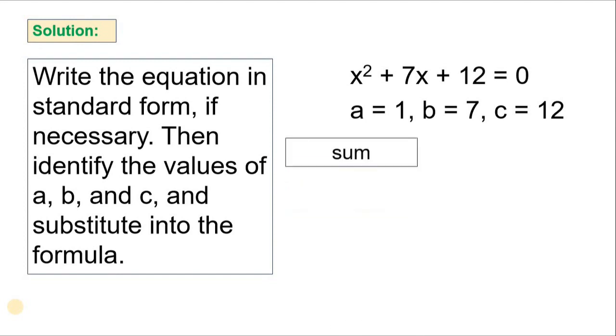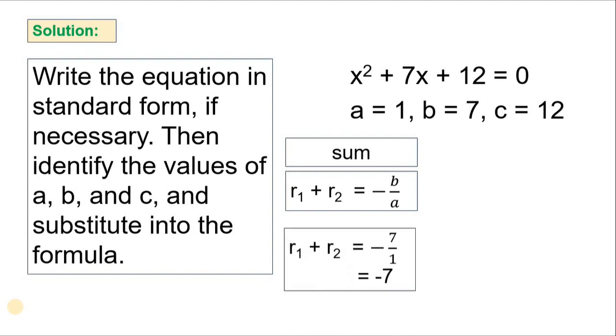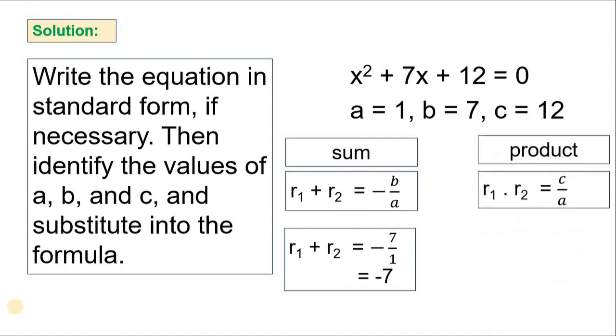Now to find the sum, the formula again to find the sum is negative B over A. So that's the formula. So negative B, so we have negative 7 over our A is 1. So it's negative 7 over 1 is equal to negative 7. For the product of the roots, the formula is C over A. So our C is 12, our A is 1. So that's 12 over 1 is equal to 12.